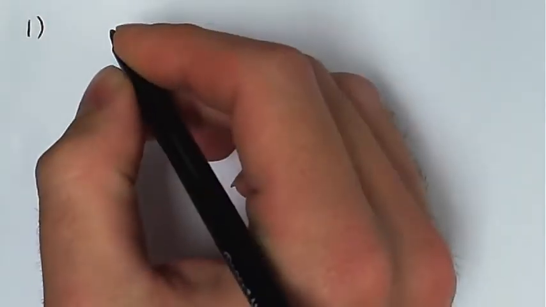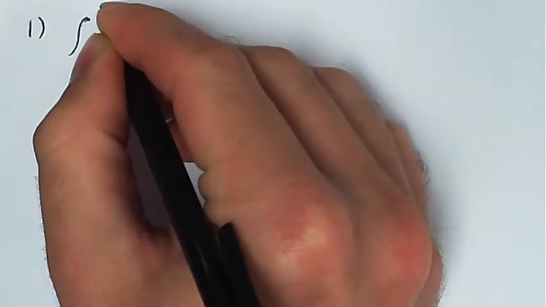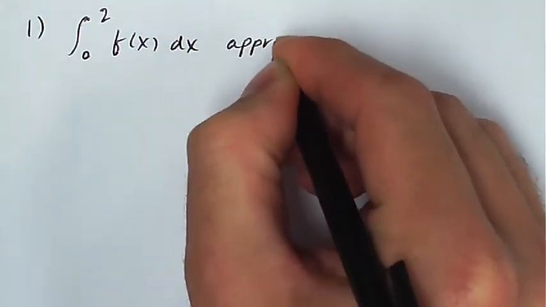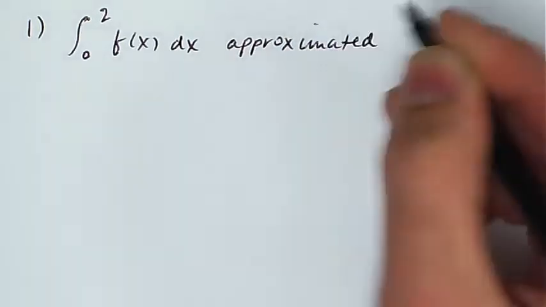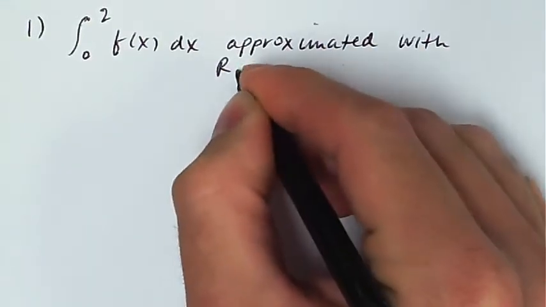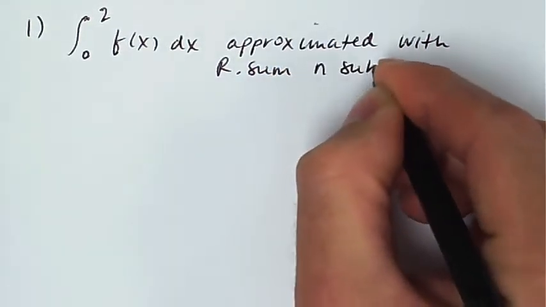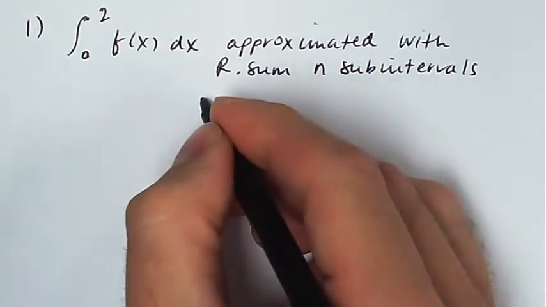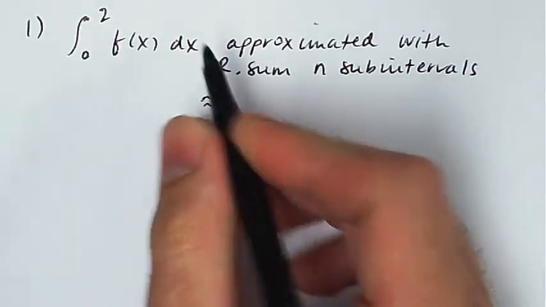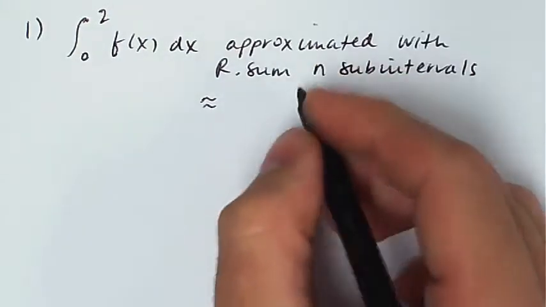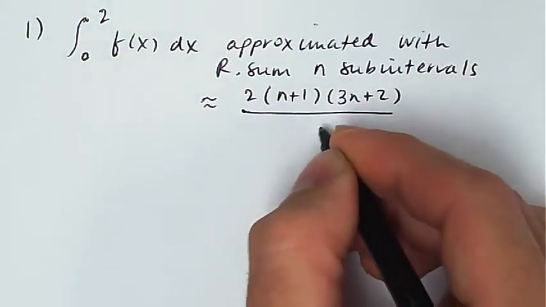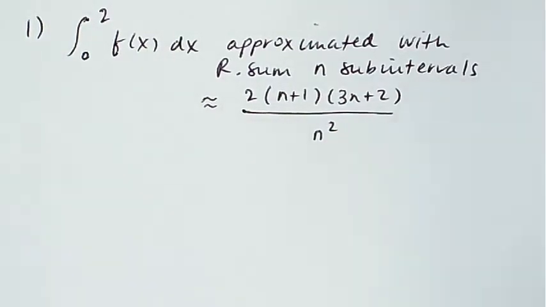Number one, they say for a certain continuous function f, the right Riemann sum approximation for the integral from 0 to 2 of f of x dx, approximated with a Riemann sum and n subintervals, is approximately equal, in terms of n, to... The Riemann sum is exactly equal to 2 times n plus 1 times 3n plus 2, all divided by n squared. And they want to know what's the value of the integral.